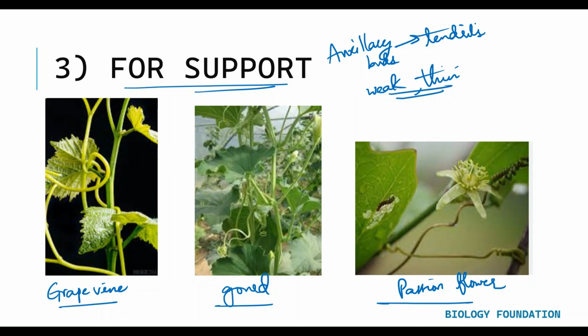Can you see these coiled structures right here? These are tendrils. What is the function of these tendrils? Now, in these plants, in grapevine, gourd, and passion flower, the main stem is very weak. So that's the reason the lateral branches that develop modify into tendrils. Now these tendrils, what do they do? They take support of the neighboring plants, and they intertwine.